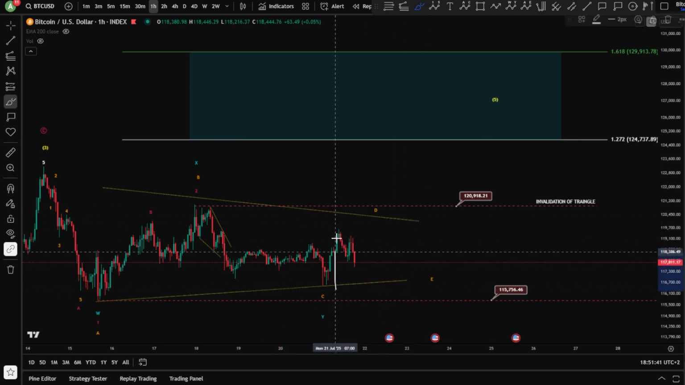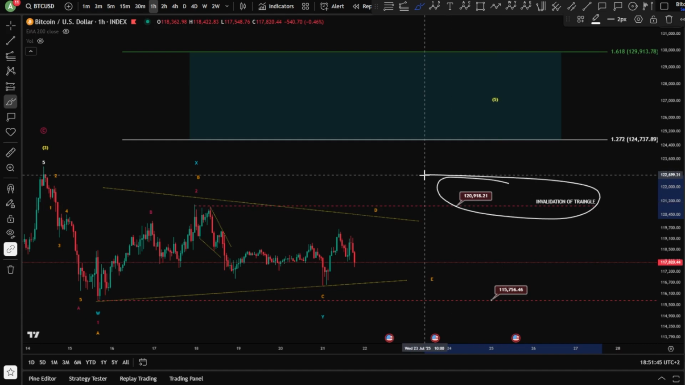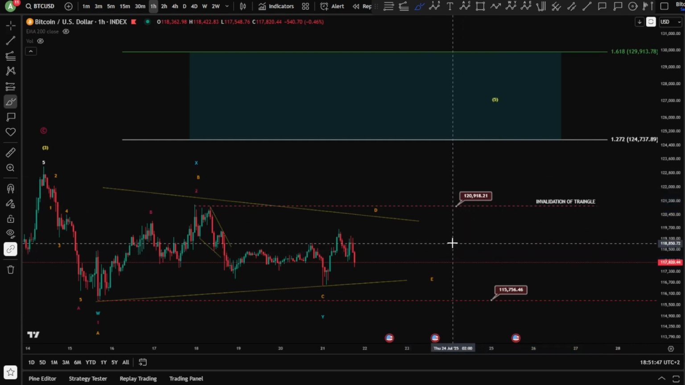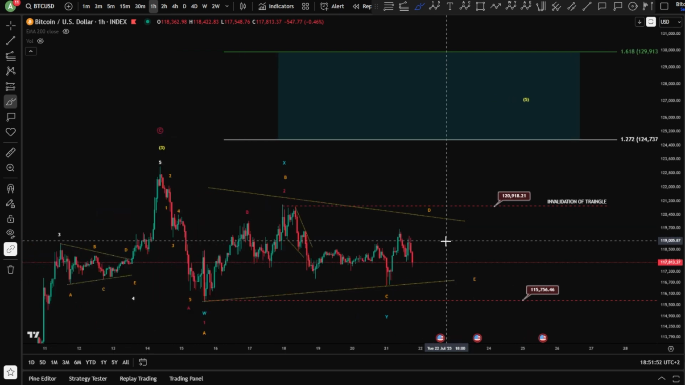This price action can, of course, expand as a wave D. Don't forget, still, confirmation to get out is 120K 900. Yeah, until then, we are still ranging sideways.